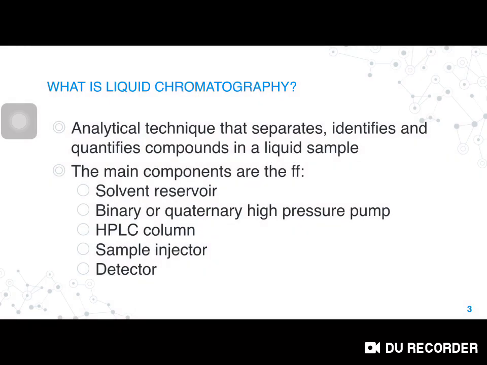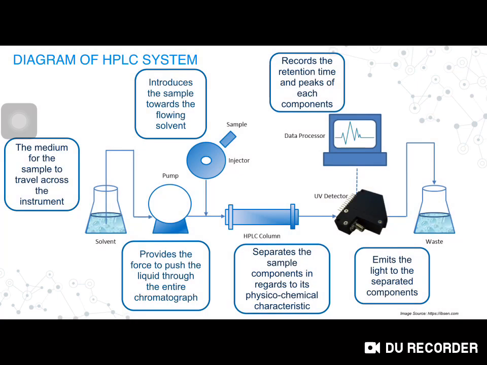First, what is liquid chromatography? It is an analytical technique that separates the sample into components. Upon separation, with the aid of light, components could be identified and quantified. The major parts of an HPLC system are as follows: solvent reservoir, binary or quaternary high-pressure pump, HPLC column, sample injector, and detector. The diagram of the HPLC system is displayed on this slide.